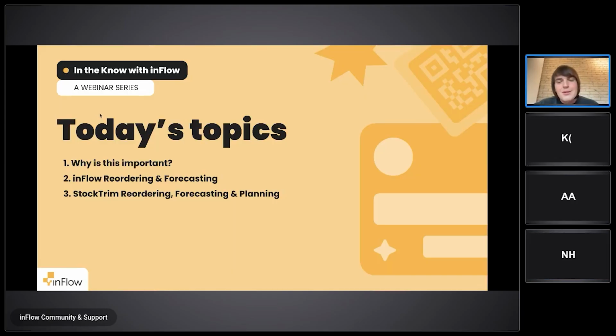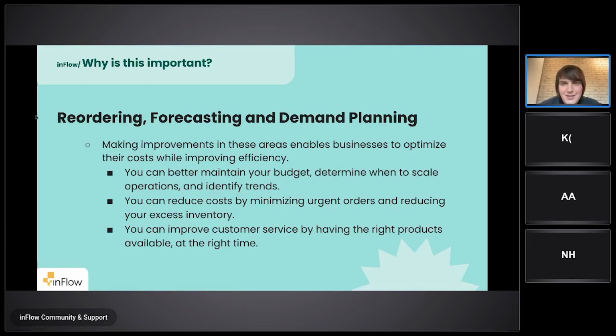So we're going to talk about why all of this is important. I think if you signed up for this webinar, you probably have an idea of some of the reasons you might be joining and what you're looking to get out of it. I'll walk through inFlow's options for reordering and forecasting, and then we'll let Stocktrim take over and talk through what it looks like doing it on their side. So why is this all important?